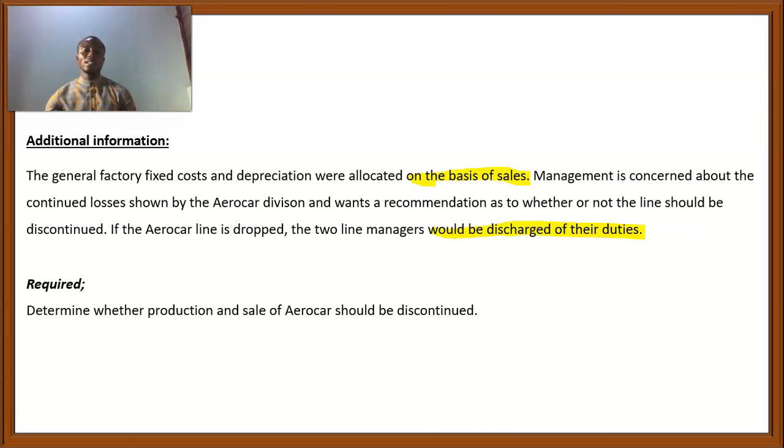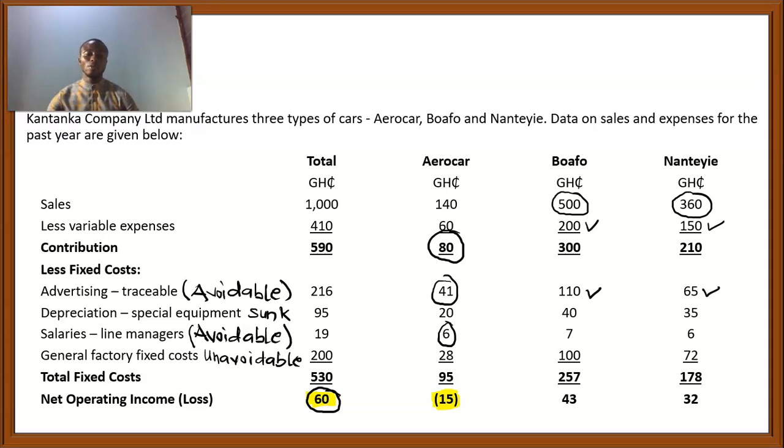We are told that depreciation is allocated on the basis of sales. Since depreciation is not an avoidable fixed cost, the total fixed cost of 95 is going to be allocated between the remaining lines of business. So we are going to allocate the total 95 between Boafo and Nantier based on their sales.